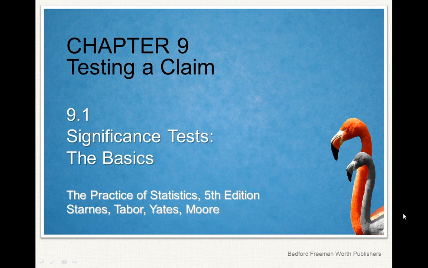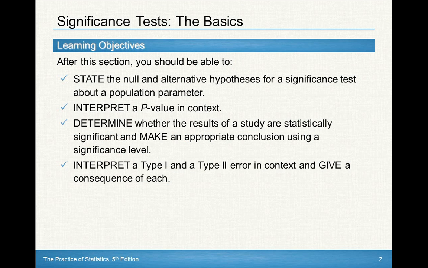I'd like to look at the beginning of Chapter 9, Testing a Claim, and the introduction to significance tests, the basics that we'll go through with doing a significance test. After this section, we're going to learn how to state null and alternative hypotheses. We'll talk about what a p-value is and how to interpret it to determine whether results are statistically significant, and figure out how to use that p-value to make a good conclusion. And we'll discuss type 1 and type 2 errors and be able to interpret them in context. So all of that's probably a little bit confusing to you at this time.